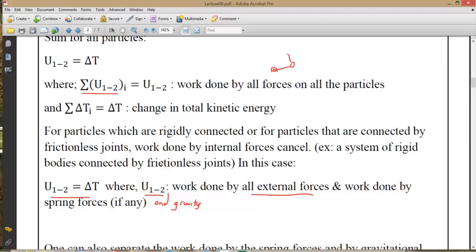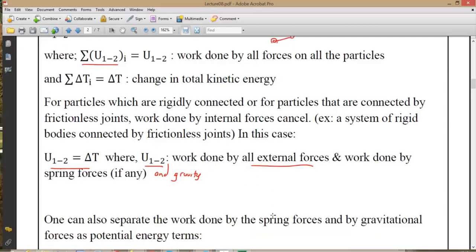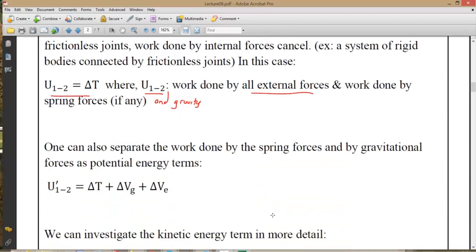Okay, so in that case, we have this change in the work energy concept. Again, this is for the rigid bodies, or in other words, for the particles that are rigidly connected to each other, or the particles that are connected by these frictionless joints. In that case, we can exclude the work done by the internal forces.